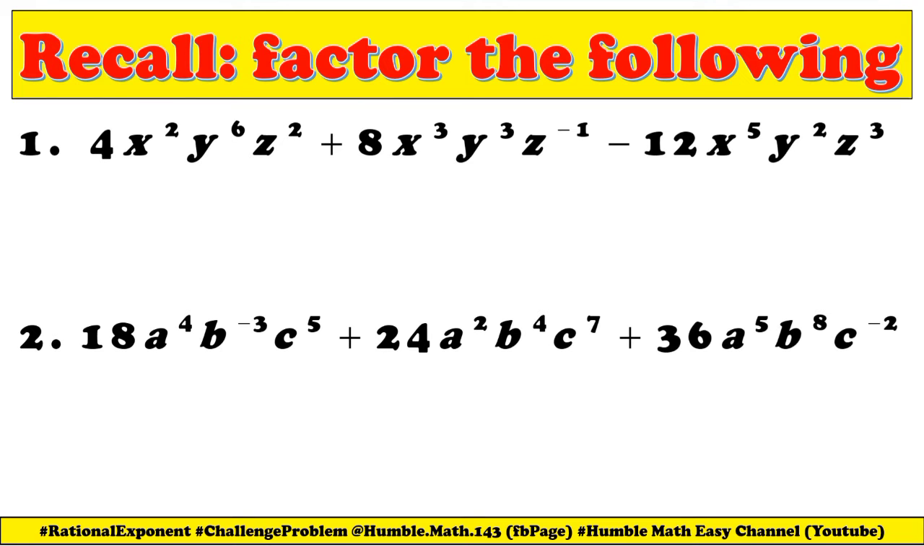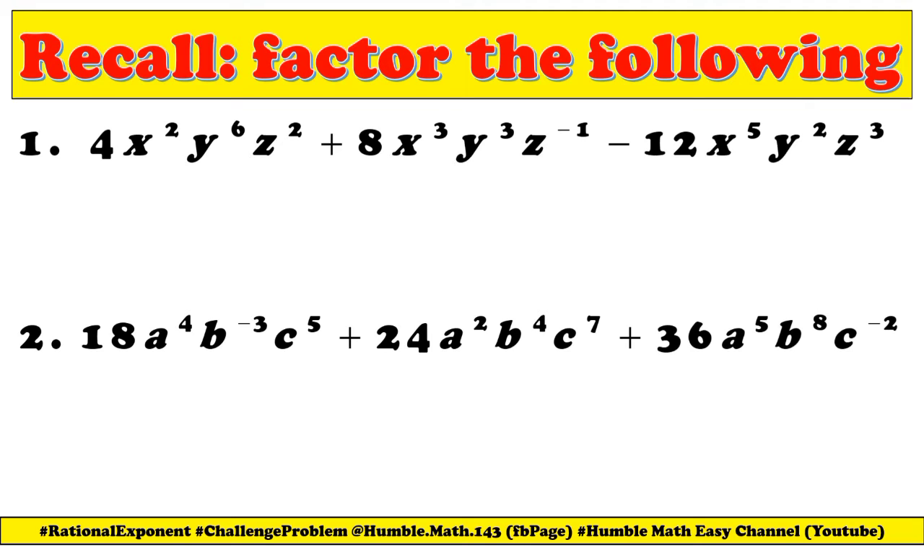Before we go further to the proper discussion of the given simplified expression, we're going to recall first what we have learned regarding how to factor the polynomial. Let's have a given example for number 1: 4x squared y to the 6 z squared plus 8x cubed y cubed z raised to negative 1 minus 12x raised to 5 y squared z cubed.